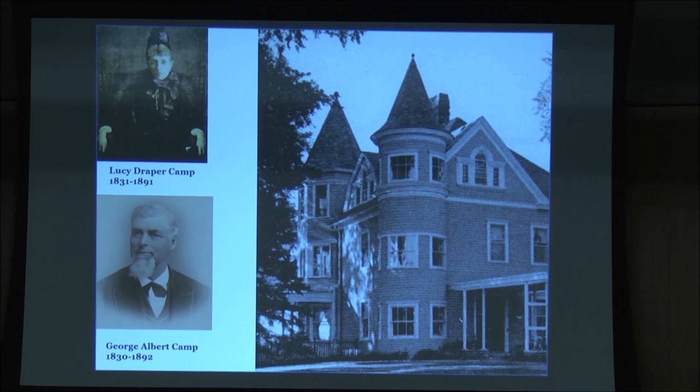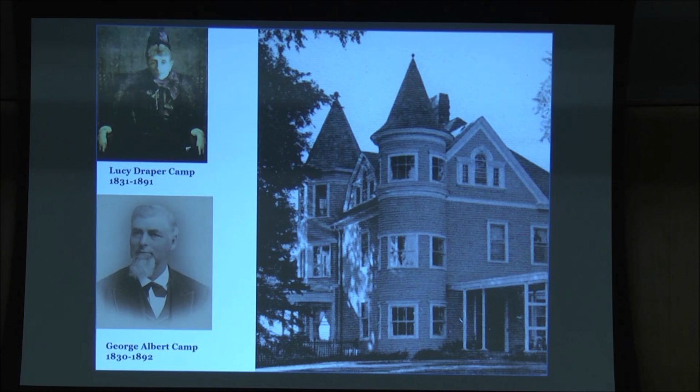So George and his wife Lucy had four children. And sadly, three of those children died in infancy. So they only had one child that actually survived into adulthood. So that's why it's originally named the Camp Memorial Chapel. It's a memorial to his three deceased children. It was built in 1888, and it's actually built in time for his daughter Lucy to be married in.